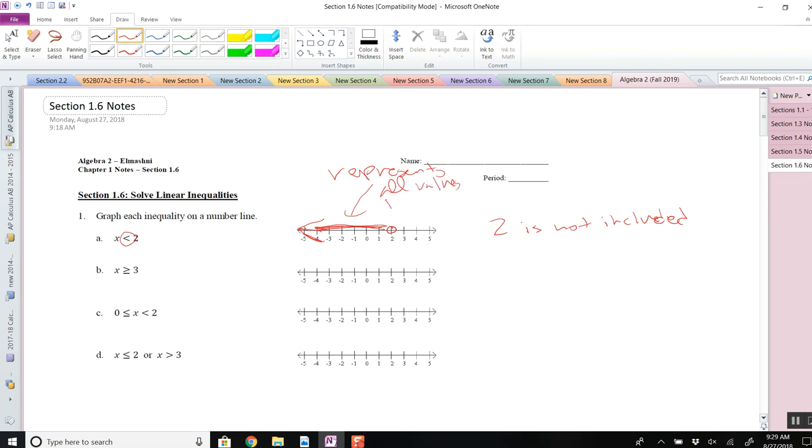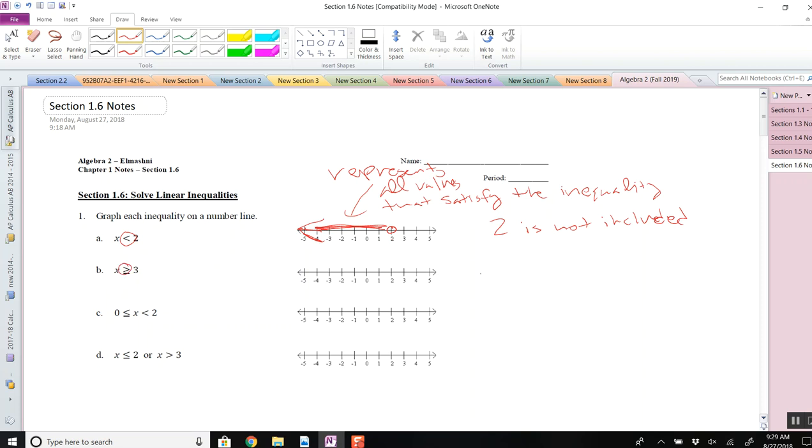And anything in the shaded region represents all values that satisfy the inequality. Of course, our inequality is x is less than 2. And notice how numbers like -1 and 0 and all the negatives, those are less than 2, so this works. Now, in this case, we have x is greater than or equal to 3 for part B.